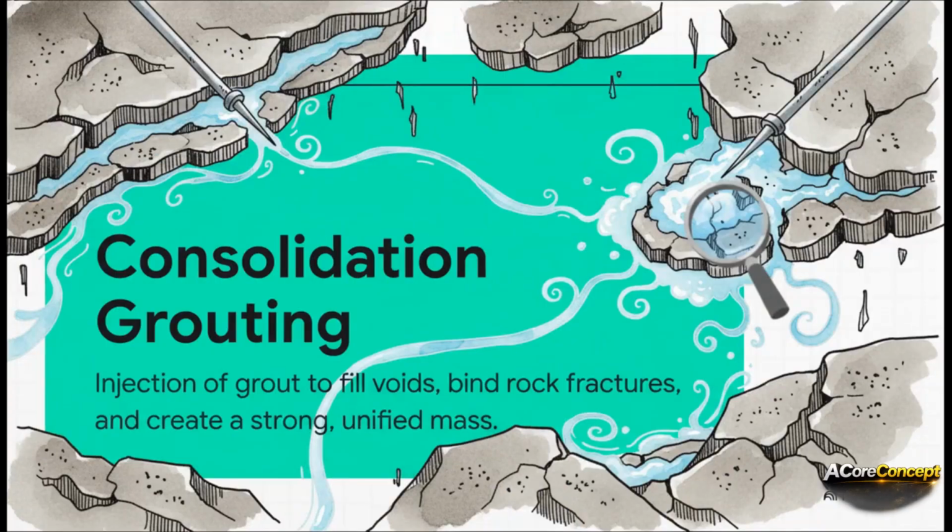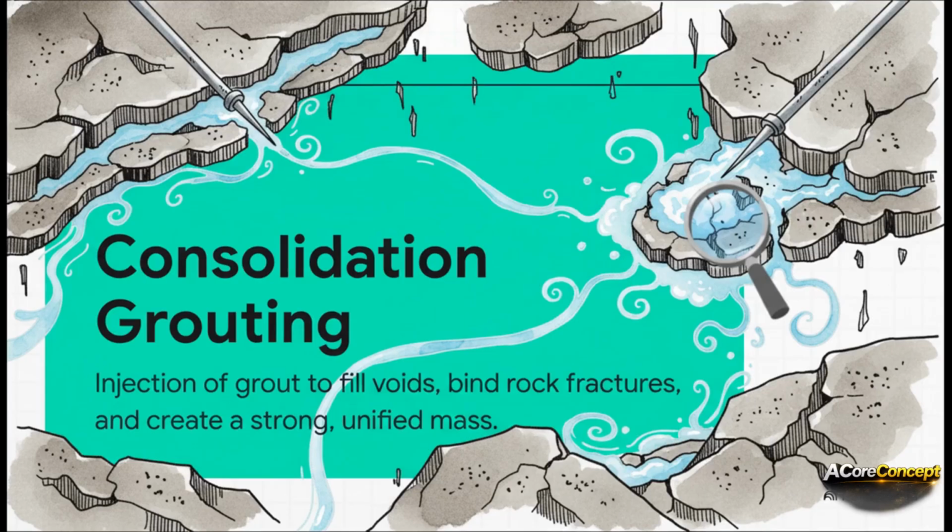So, what exactly is our primary tool here? Consolidation grouting. Basically, it's the injection of specialized fluid grout mixtures straight into geological units. The main goal? To fill subsurface voids, consolidate loose particles, and bond rock fractures into a competent, unified mass.